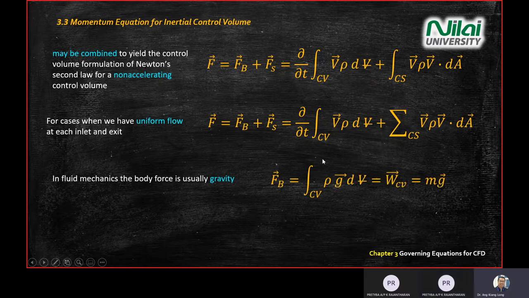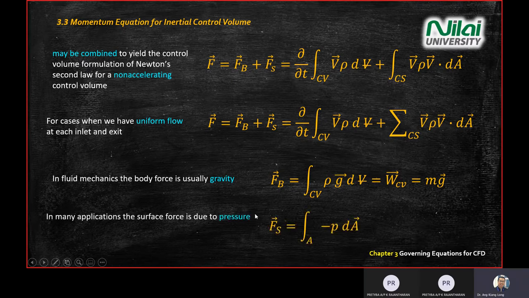So in fluid mechanics, we will use the integration of what happened to the control volume and gravity acting on the body. So we are calculating the body force. Body force equals the integration of rho g over your volume. So in short, you can get W equal to mg. This is what you learn in your physics.